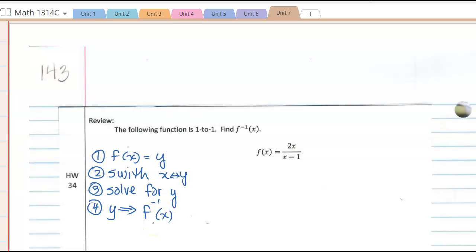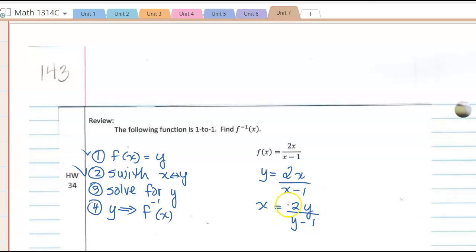So if we do step 1, we're going to change this to y is equal to 2x over x minus 1. The next thing we need to do is switch the x's and the y's. So the y becomes an x, and x becomes x is equal to 2y over y minus 1. Then the next thing we need to do is to solve for y.